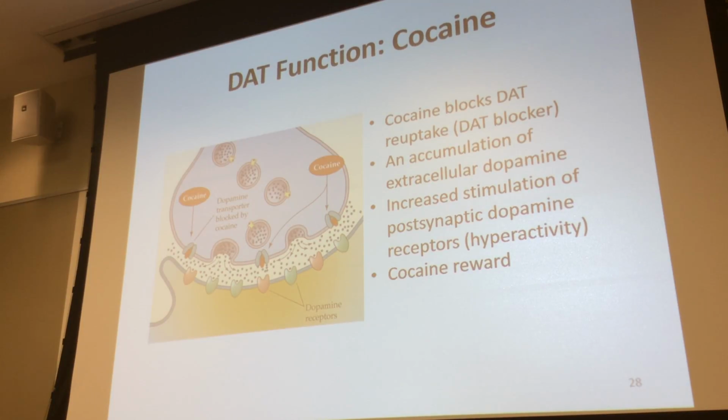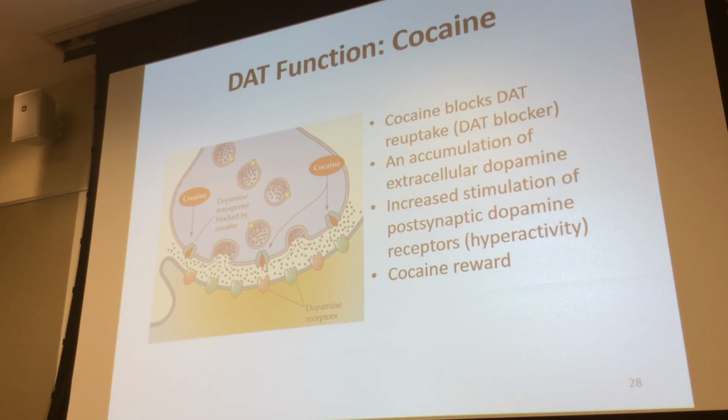So for cocaine, as I said, it's a blocker. It binds to the dopamine transporter, and it doesn't get transported inside of the cell. So what happens is when cocaine binds to the dopamine transporter, it blocks the reuptake process. So you have so much dopamine accumulating in the synapse that cannot be taken up through the dopamine transporter back into the nerve terminal, right? And this is going to be degraded.